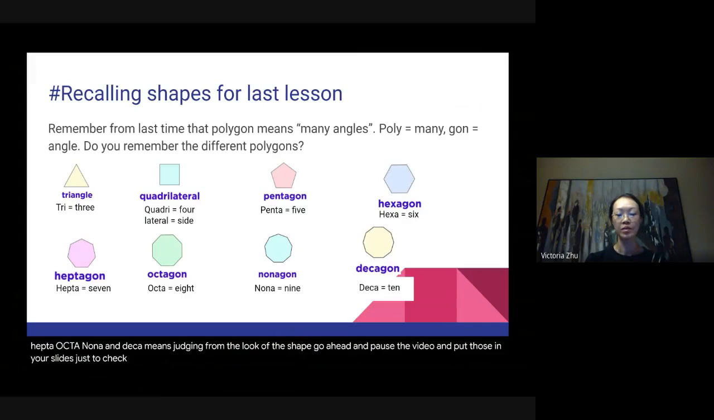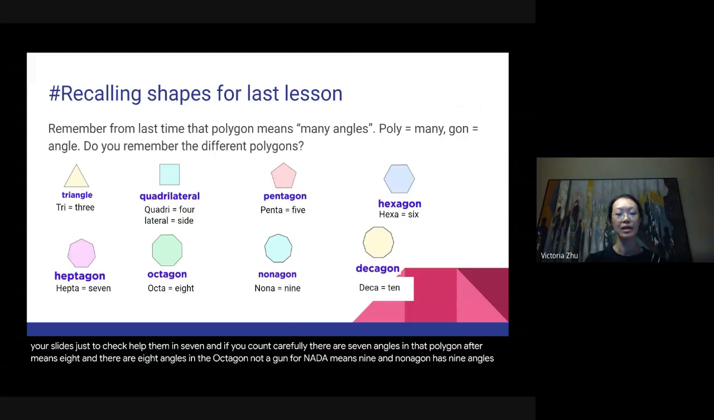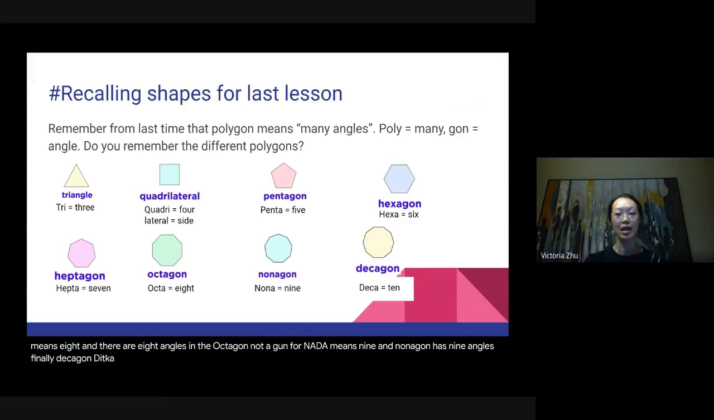Just to check, hepta means seven, and if you count carefully, there are seven angles in that polygon. Octa means eight, and there are eight angles in an octagon. Nonagon, for nona, means nine. A nonagon has nine angles. Finally, decagon, deca is 10, and that shape has 10 angles.